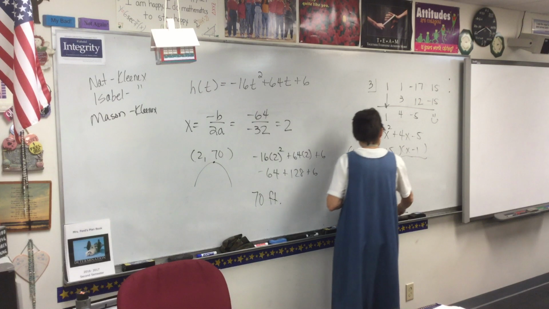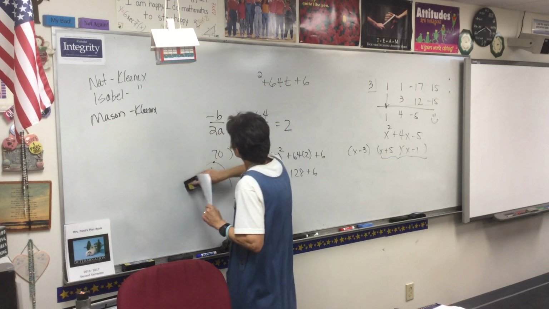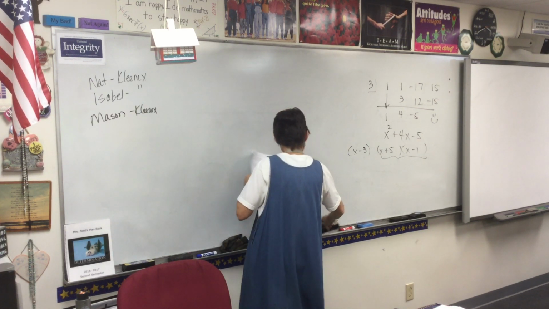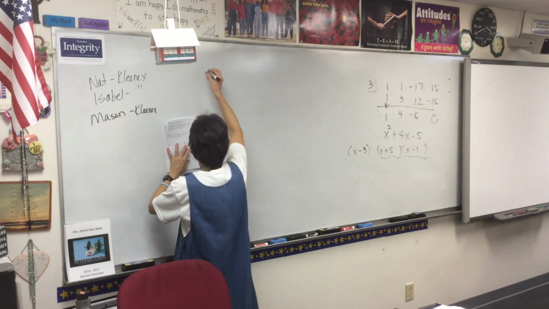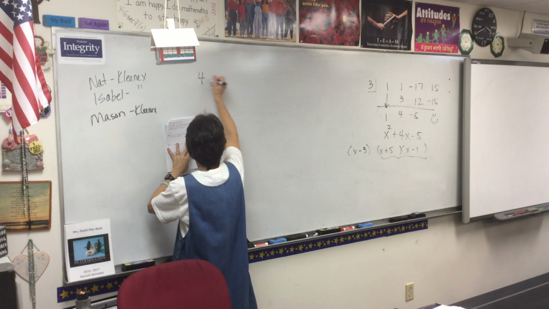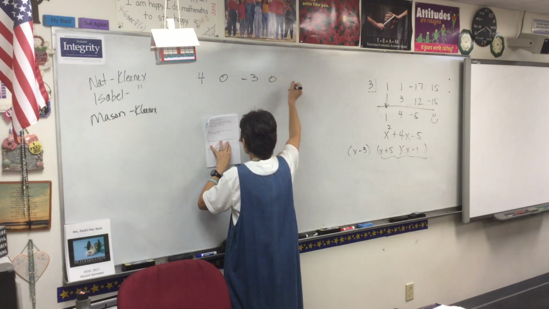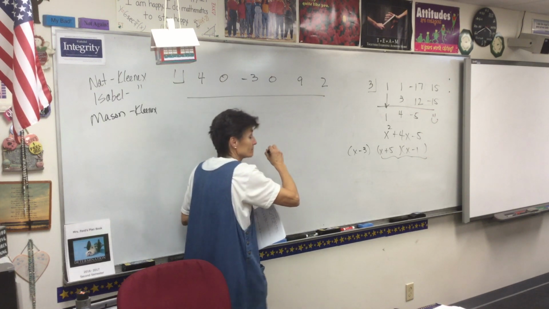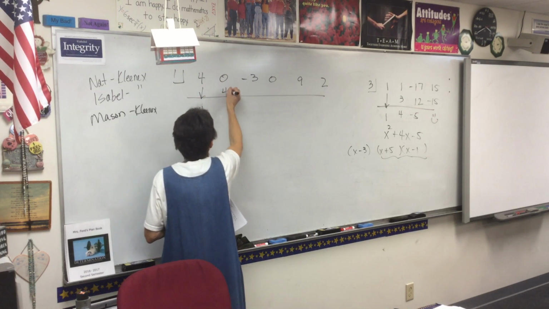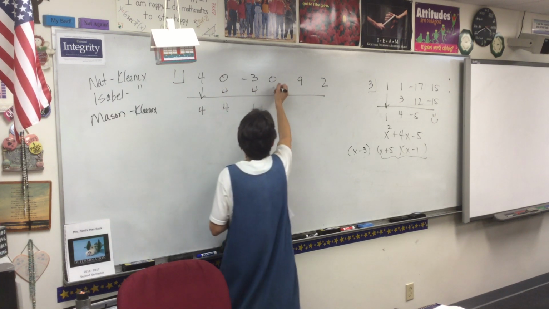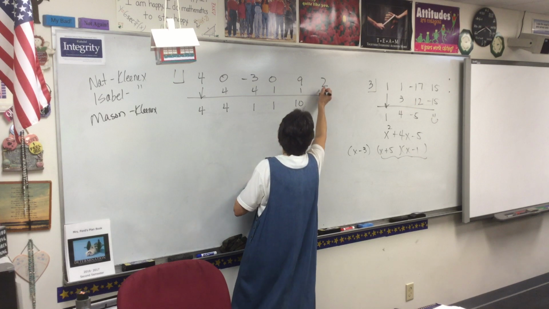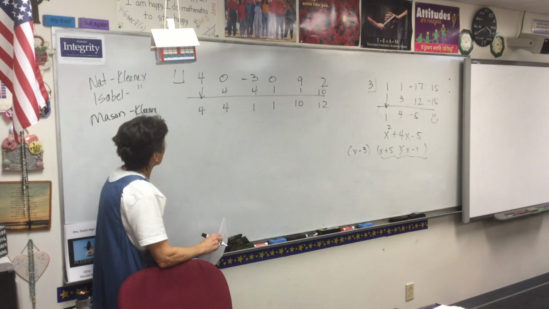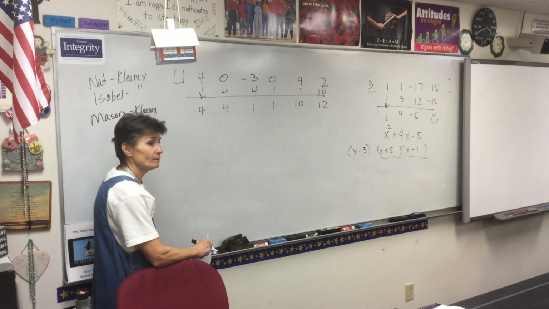All right, now we're going to do a synthetic division. Just talked about it a second ago. We got to be careful about zeros sneaking in there. So it looks like we've got, oh, wait a minute, we got more than one. We got 4, 0, negative 3, 0, 9, 2. Does that seem about right? All right, I have no idea if I messed that up or not. That's good.